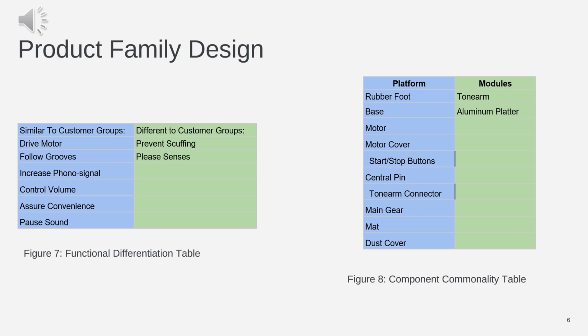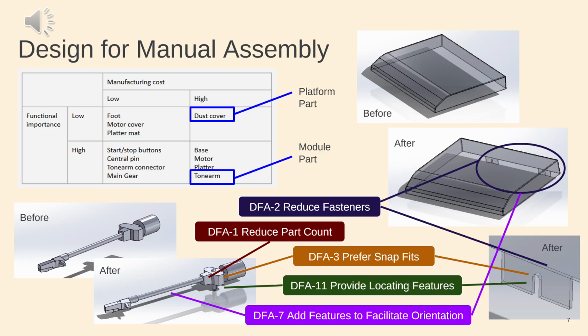The modules that particularly pertain to these two functions are the tone arm and the aluminum platter, as those will be the things that we are looking at to improve on. For the design for manual assembly, we had the platform part as the dust cover and the module part as the tone arm, as they both have high manufacturing costs as shown in the quad chart.